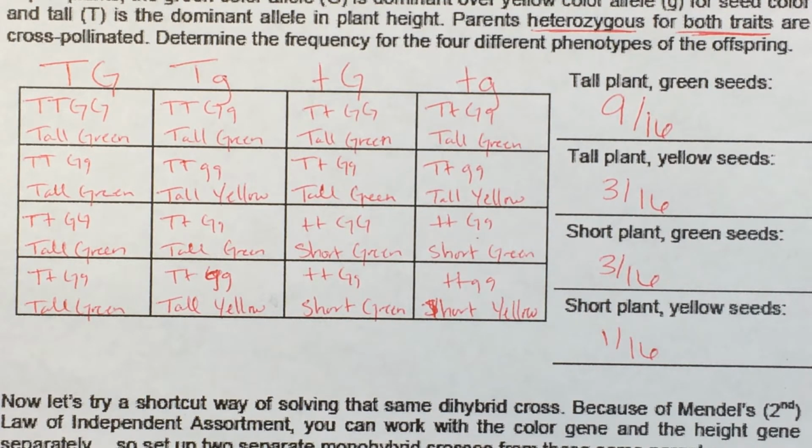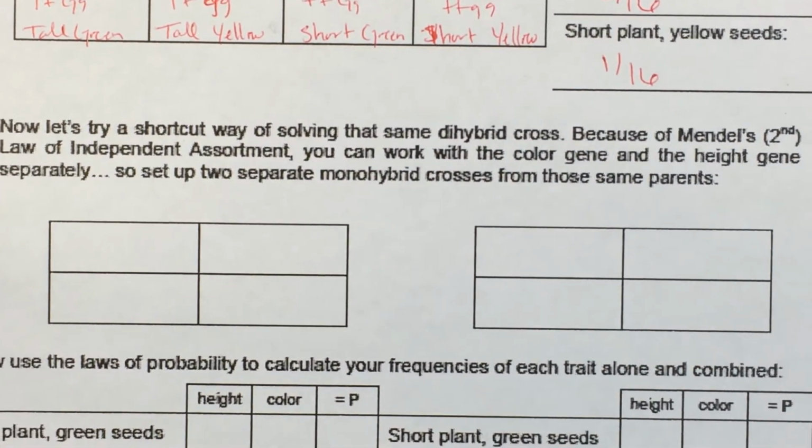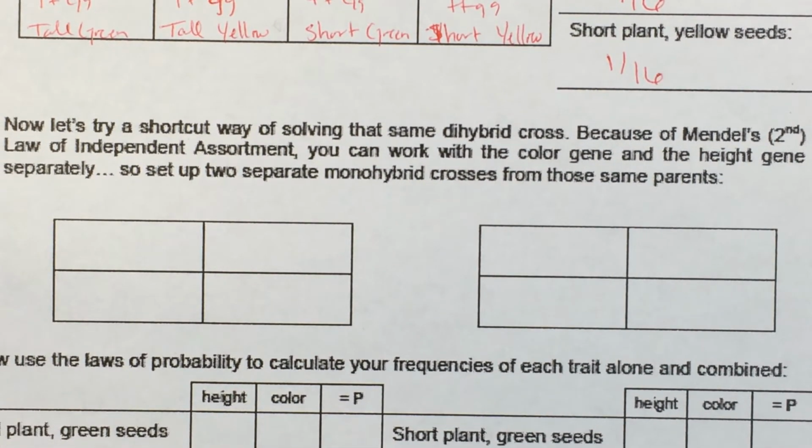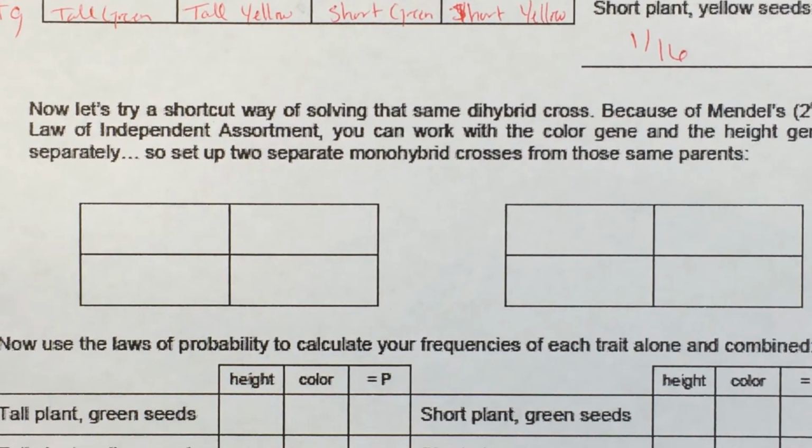So there's a much easier way to do that, which is doing a little bit of math. So let's take a shortcut way of solving the same dihybrid cross. Because of Mendel's second law of independent assortment, you can work with the color gene and the height gene separately. So set up two separate monohybrid crosses from these same parents. Now, for those in advanced genetics, this only works if the genes are not linked, if they are not on the same chromosome. If they are on the same chromosome, then it's a whole other set of rules.